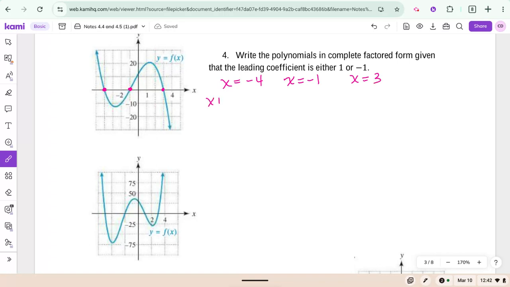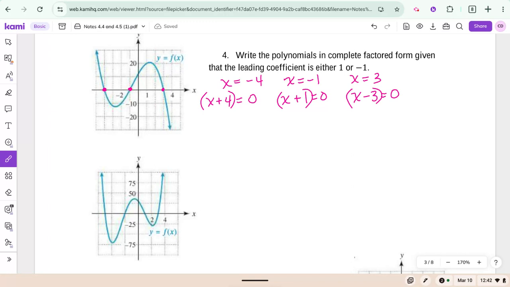I'll add 4 to each side to find my first factor of x plus 4. Add 1 to get x plus 1 is a factor, and subtract 3. So again, notice that whatever your 0 is, you have the opposite sign in your factor. That's really important to keep in mind.